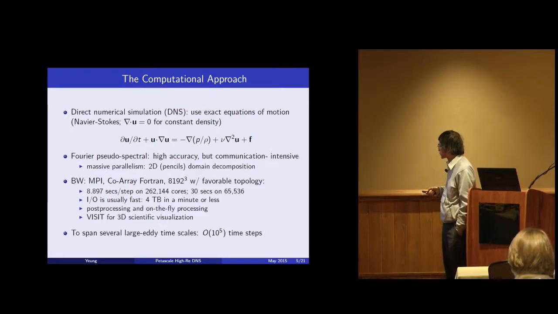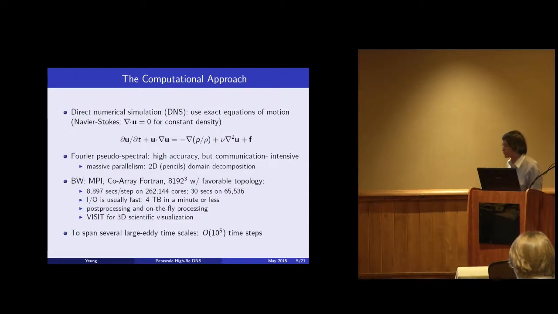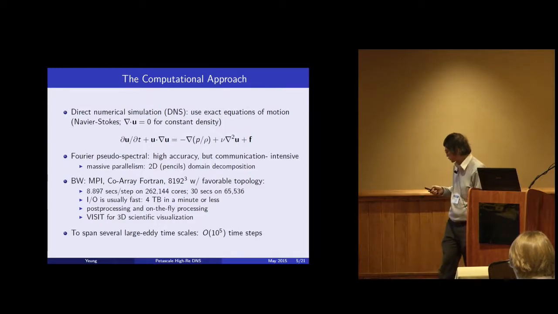We have a post-processing code, so we also have some on-the-fly processing. We have also used VisIt to provide scientific visualization, not of the entire 8192 cubed domain though, but of the regions of interest. We also have to run the simulation for many time steps, about, let's say, of the order of 10 to the 5.